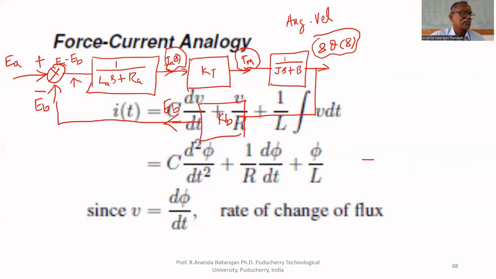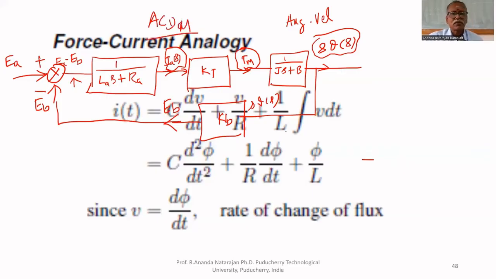S means differentiation. S means d theta by dt is written as S theta of S. Therefore, this is angular velocity. So that angular velocity is given as input to this block. That gives back EMF. Here, S theta of S is the input. That gives back EMF. That's all. I represented the same mathematical model in block diagram representation. For one equation, one block.